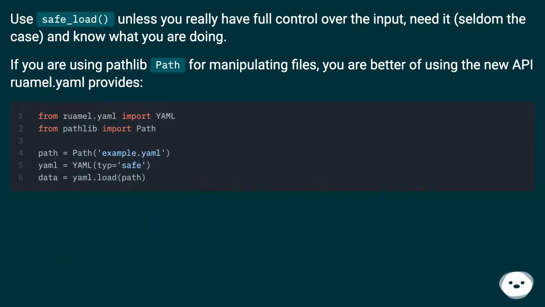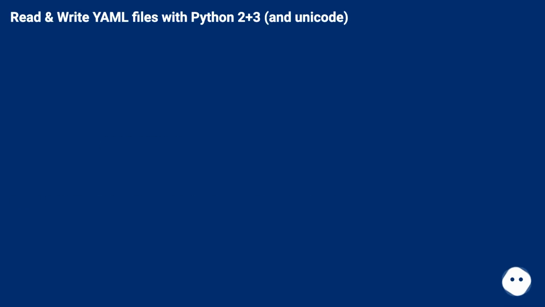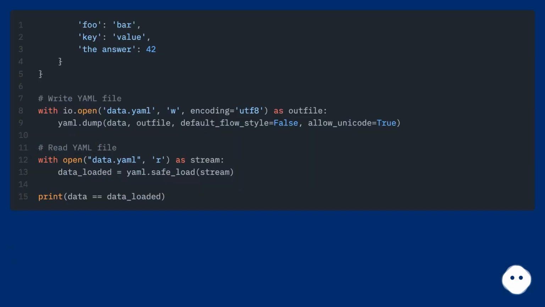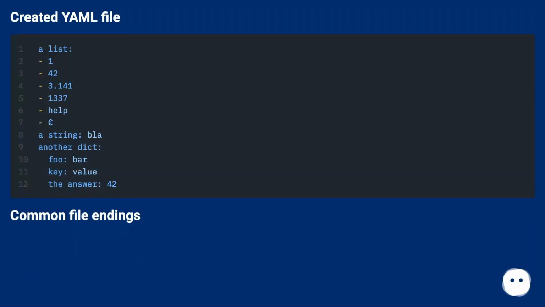Use safe_load, unless you really have full control over the input, need it, which is seldom the case, and know what you are doing. If you are using pathlib Path for manipulating files, you are better off using the new API ruamel.yaml provides. Read and write YAML files with Python 2+3 and Unicode. Created YAML file.